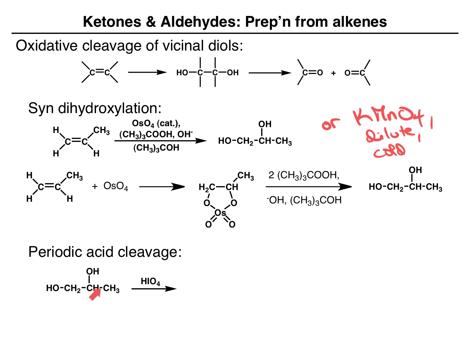Once we have the diol, this can undergo periodic acid cleavage. So treatment of the diol with HIO4, periodic acid, leads to the breakage of this bond, where each carbon that's connected to the oxygen becomes a carbonyl carbon. So the piece on the left is going to look like this, and the piece on the right looks like this.